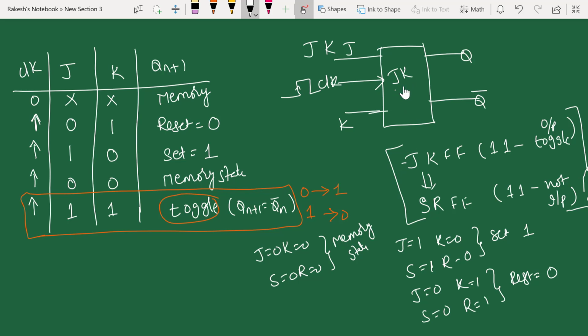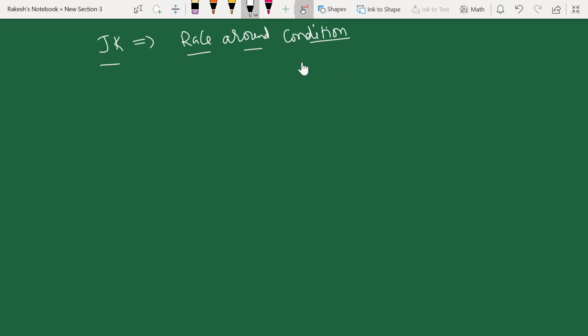Now we are going to see the most important point in the JK flip-flop. This will be asked in interviews. In JK flip-flop, the most asked question is the race around condition. In race around condition, your output will race in response to the clock signal. We'll see how it is going to race along with the clock signal.